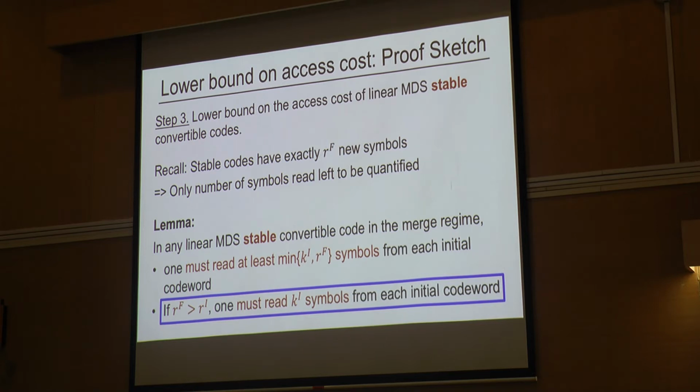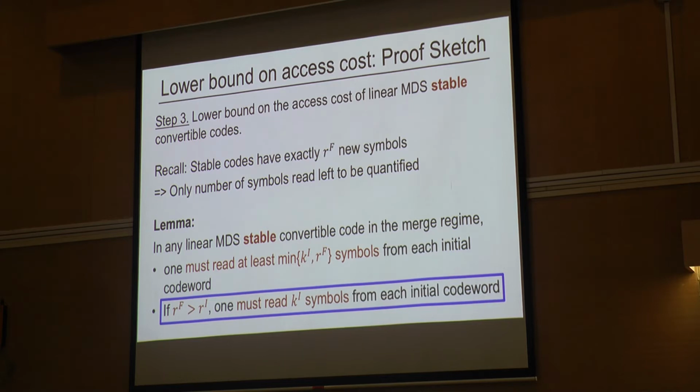Yes, but we need only RF, right? So you don't need to read all RI. We have to generate RF parity symbols. It is sufficient to just read RF from each. You don't need to read all RI. Yeah, that's a good question, but you don't need to read all RI.